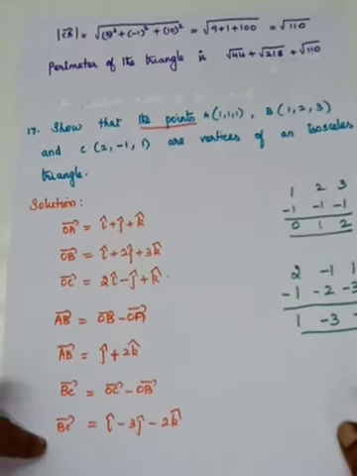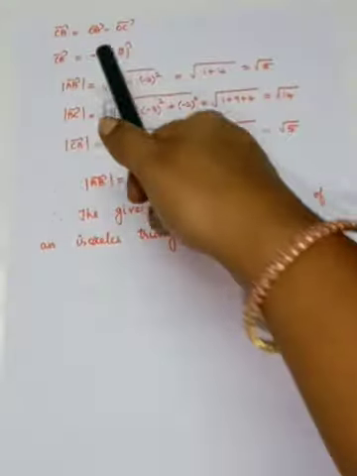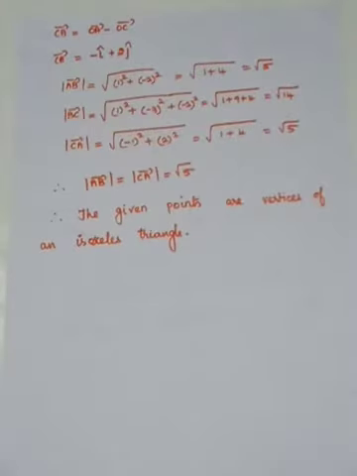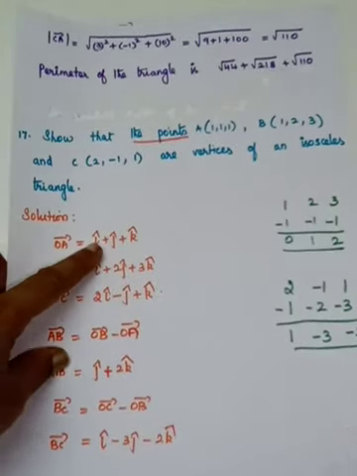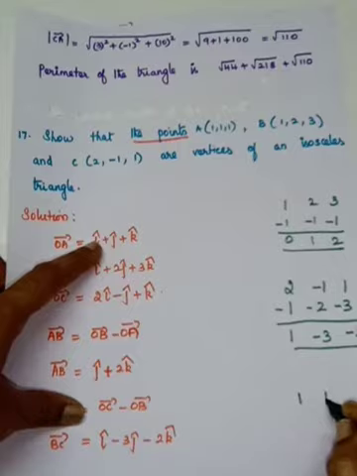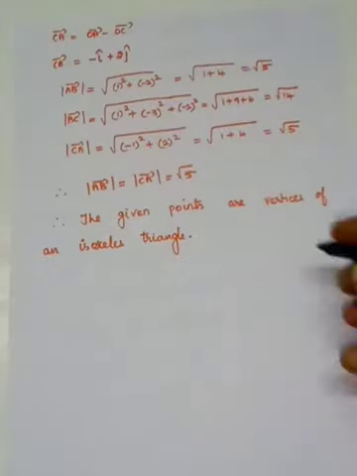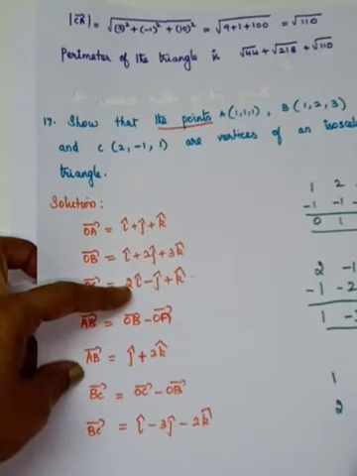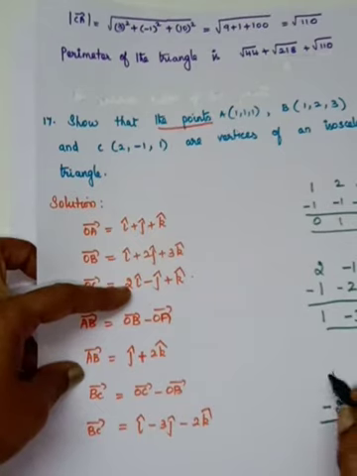And you see, in the same way you have to go for the next side. What is CA vector? CA vector can be written as OA vector minus OC vector. See that OA vector, the coefficient is 1, 1, 1. And the next one, OC vector, the coefficient is 2, minus 1, 1. And you have to change the sign of the second vector. So minus, plus, minus. So 1 minus 2 is minus 1, 1 plus 1.